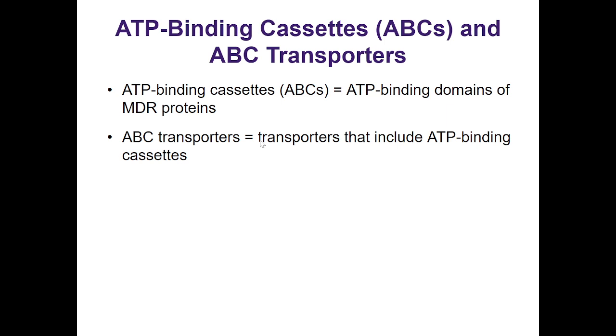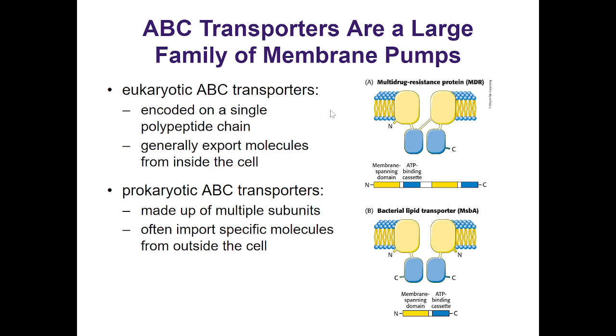Now the ABC transporters are transporters that include your ATP binding cassettes. And this is what they look like. The eukaryotic ABC transporters are encoded on a single polypeptide chain. They're generally going to export molecules from inside your cell. The prokaryotic ABC transporters are made up of multiple subunits. They're often going to import specific molecules from outside of the cell. So there's quite a difference between eukaryotic and prokaryotic, though the overall mechanism of activity doesn't really change that much. It's more of how you code for it, how you assemble it, and whether it comes in or out, right? Which side of it is exposed to which direction.